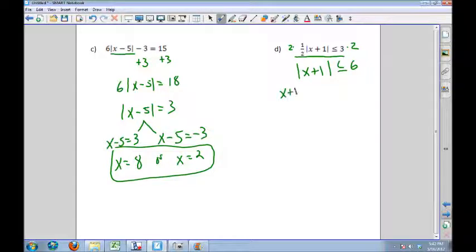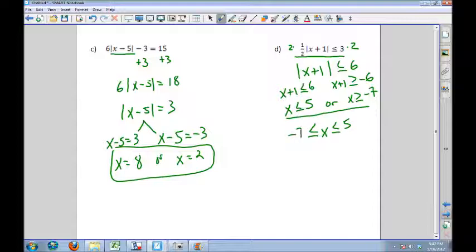Again, x plus 1 is less than or equal to 6, or x plus 1 is greater than or equal to negative 6. My signs change, the directions of my inequalities also change. So x is less than or equal to 5, or x is greater than or equal to negative 7. I can combine these 2 equations into a single line of information. X is less than or equal to 5, but greater than or equal to negative 7. My final answer.